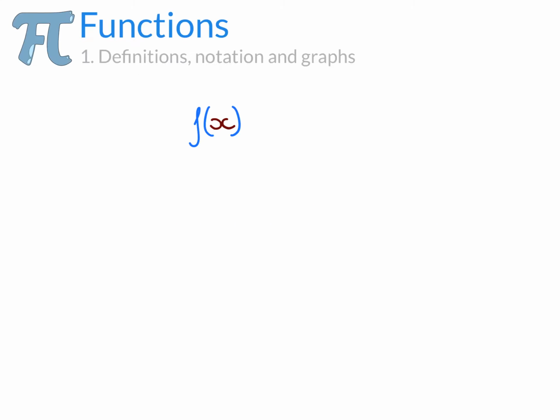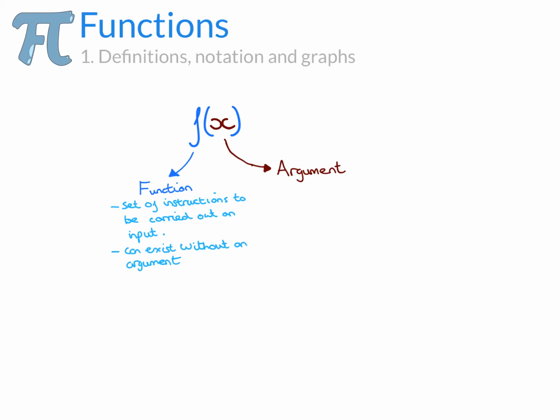Here we break down the notation of a function into its two parts, the function itself and the argument. The function is the operator and is basically a simple set of instructions that will be carried out on whatever is input into it. We can imagine a function with no input at all, and it would look something like this, with the bracket showing where an input would go. This is a key point often ignored. The function can exist without any input.